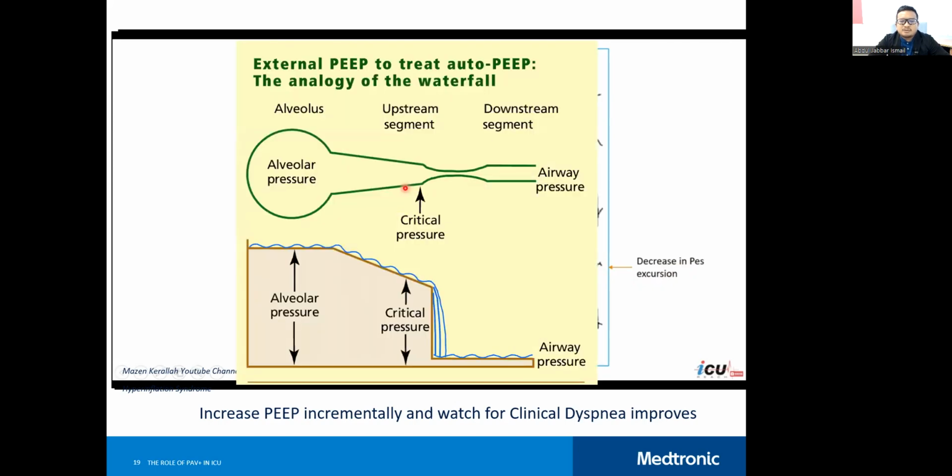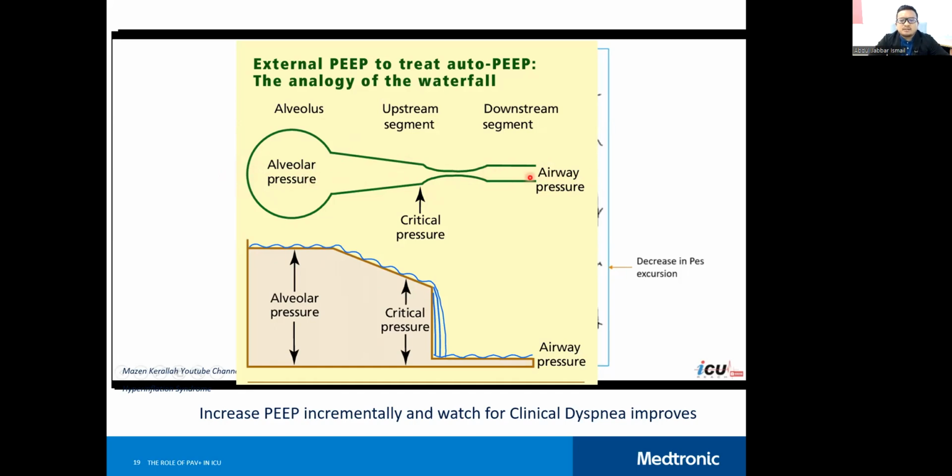Another way to visualize this is that when you have auto PEEP, this is the analogy of a waterfall. So when you put the external PEEP over here, it helps to open up the pathway. And then when you increase the upstream pressure over here, the patient only needs to use a small amount of muscle effort to reduce the pressure in the alveoli for the airflow to come in. Okay, all you need is a pressure gradient, to cause the air to go inside, for the patient to ventilate the lungs.